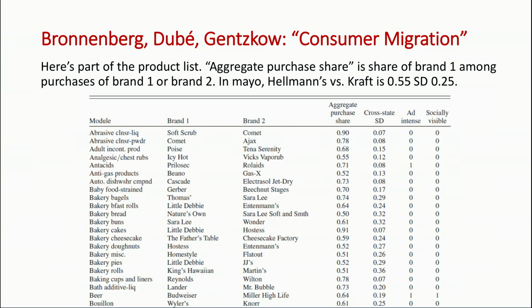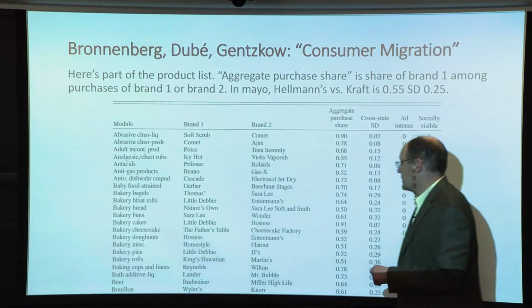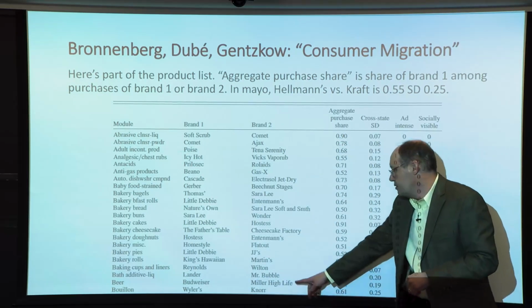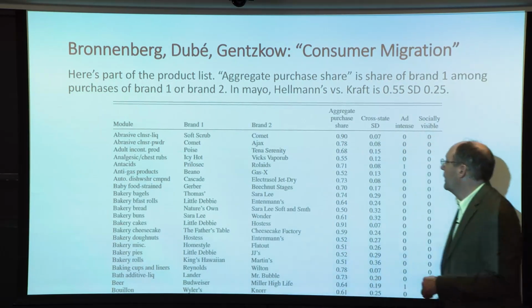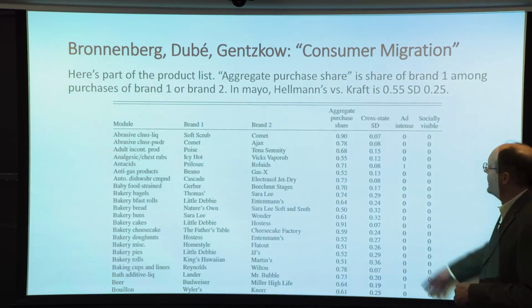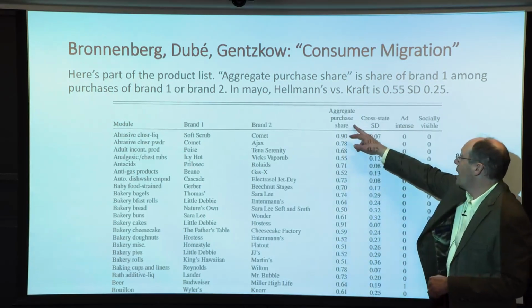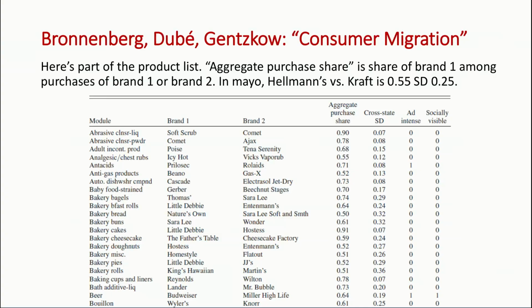But all of these are, well, let's see, down here at the bottom, I've got beer. I've talked about beer before. So the number 1 beer is Budweiser. Number 2 beer is Miller. What they do is they record the aggregate purchase share. So aggregate share here means share of product 1. Aggregate purchase share is the share of Budweiser, the fraction of people buying Budweiser or Miller who buy Budweiser. So 60% of people buying Budweiser or Miller buy Budweiser, and 40% buy Miller.